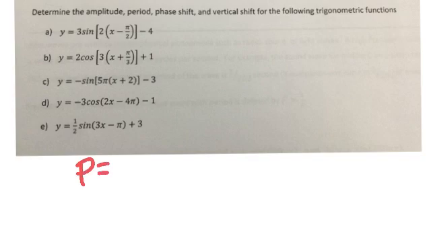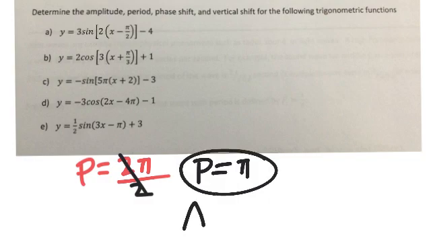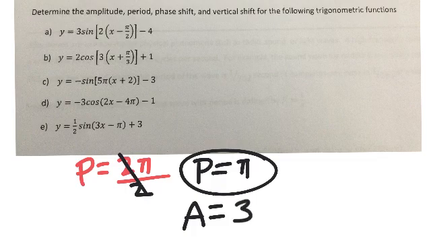Okay, so I know for a sine wave, the period defaults to 2 pi. But now that x on the inside is being multiplied by 2, so to find the new period, I have to divide by that 2. 2 pi divided by 2 is going to give me a period of pi radians. Next, I'm going to find the amplitude. The amplitude is the absolute value of the number being multiplied on the outside. So that would be an amplitude of 3.